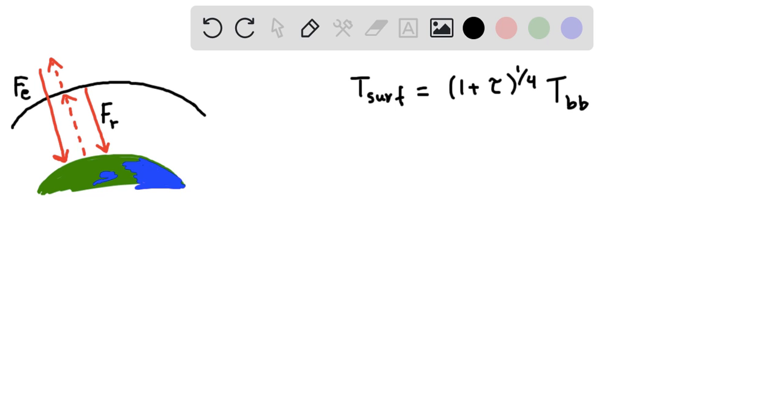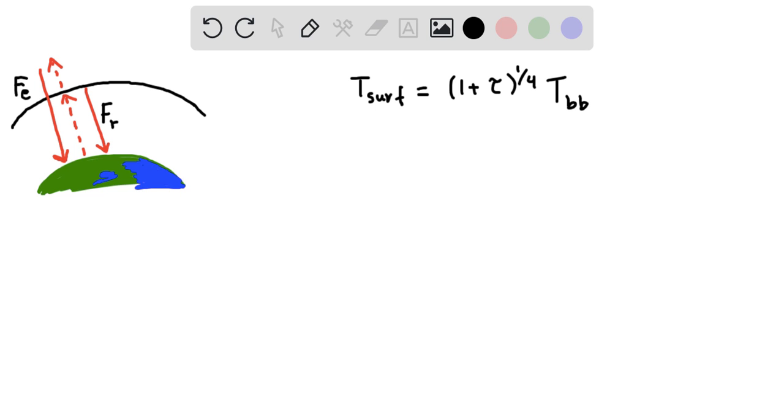In this question, we're talking about the greenhouse effect. We're told that to model it using one layer, we can use the polynomial equation, which says that the surface temperature is equal to (1 + optical depth)^(1/4) times the blackbody temperature, which would be the temperature of the surface of the planet if the planet did not have any atmosphere.